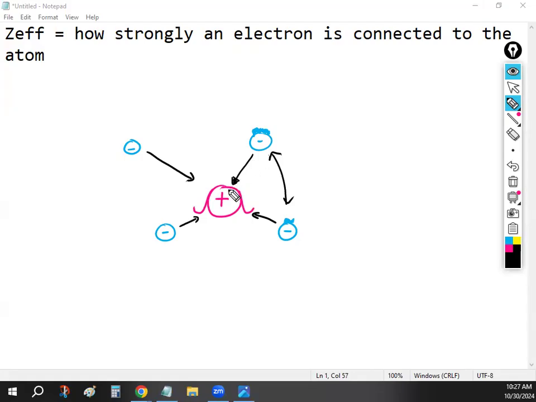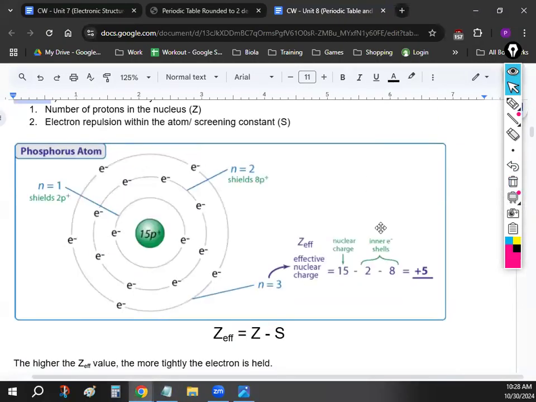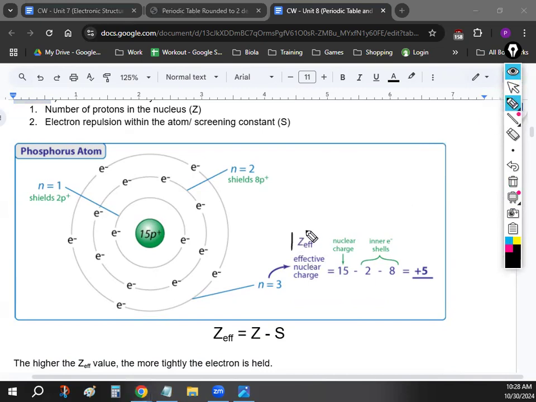The electrons are attracted to the nucleus, but the other electrons push them away from the nucleus. And that's where the concept of Zeff comes in. It's basically us calculating how strong an electron is connected to the atom, taking into account how attractive the nucleus is and how much repulsion there is between the other electrons. All right, so we're going to take a look at how to calculate that. It's very simple. It's going to be this formula right here. Now, I'll box it for you guys just so that you can see it a little bit easier. But Zeff is equal to this right here.